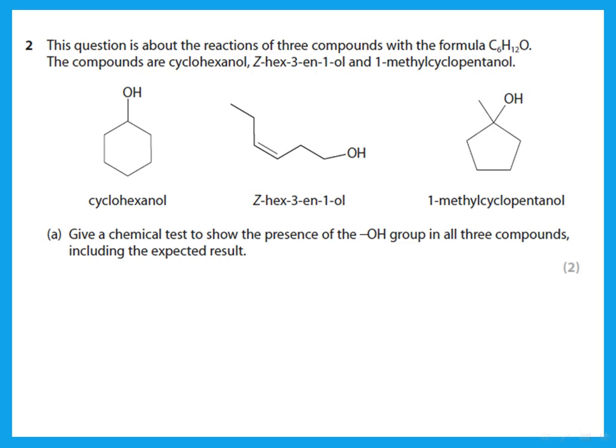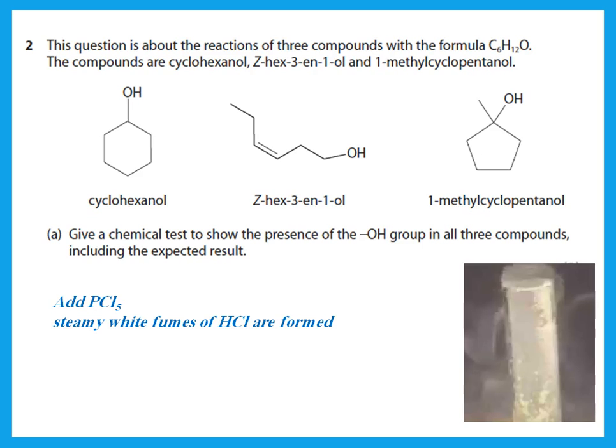Then question 2 says this question is about the reactions of 3 compounds that have the formula C6H12O. The compounds are these 3, and he's saying give a chemical test to show the presence of an OH group in all 3 compounds. Now you should remember the test for the alcohol. For the OH group, we should add phosphorus pentachloride, or PCl5. If I have something that has an OH, that includes an alcohol or an acid, we end up with steamy white fumes because hydrogen chloride gas is formed.